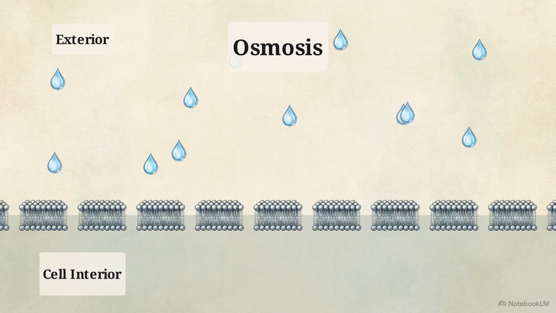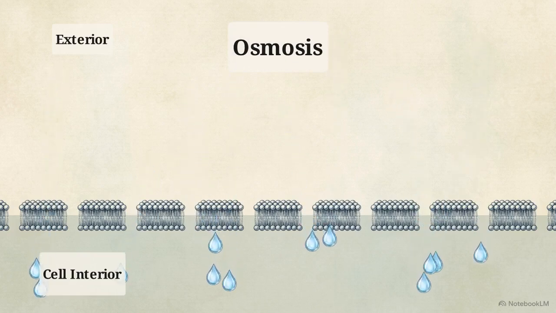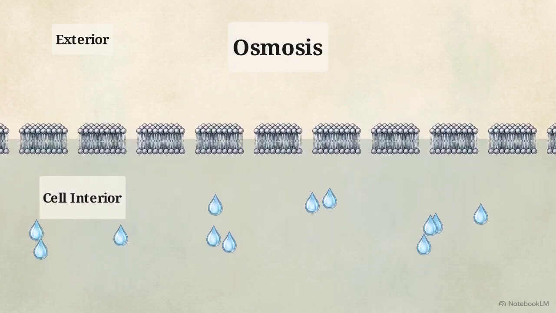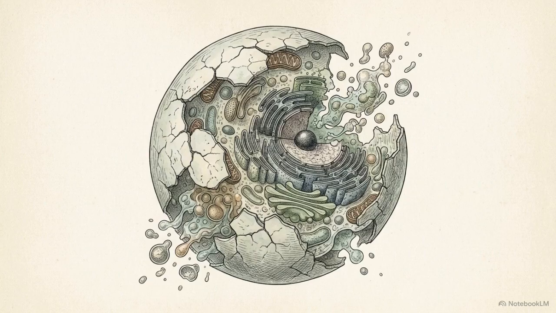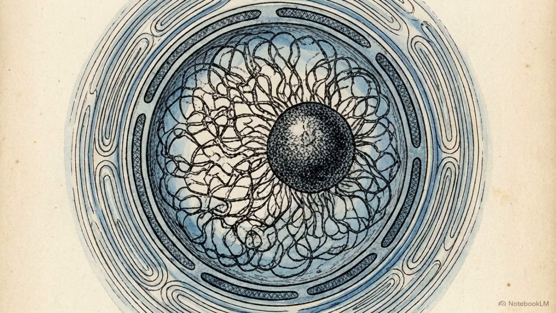Water follows a similar path called osmosis, flowing inward to balance the cell, causing it to swell like a dry raisin. Without this constant, active border control, a cell would be unable to maintain the specific chemical conditions it needs to stay alive. Every action the cell performs is governed by a central set of instructions.